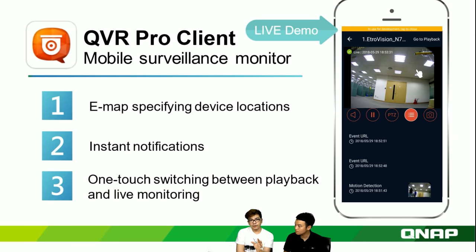And for the cell phone, why is EMAP so important? For the projects that we have done, for the buildings, the blueprint map of each floor is basically the same.